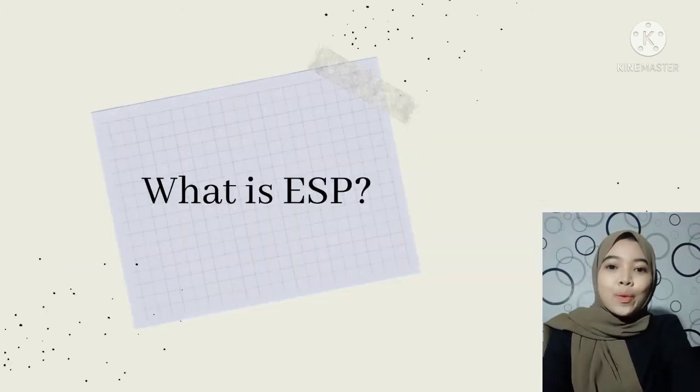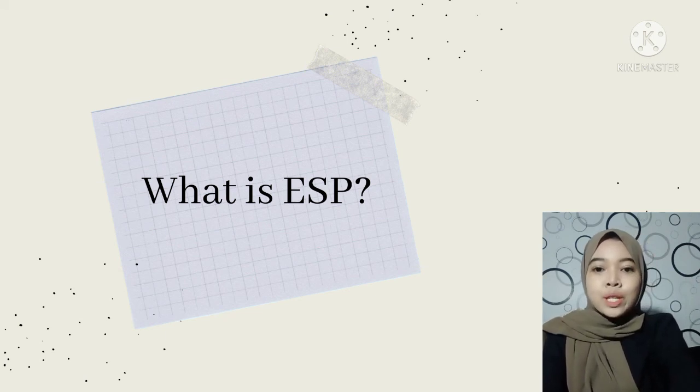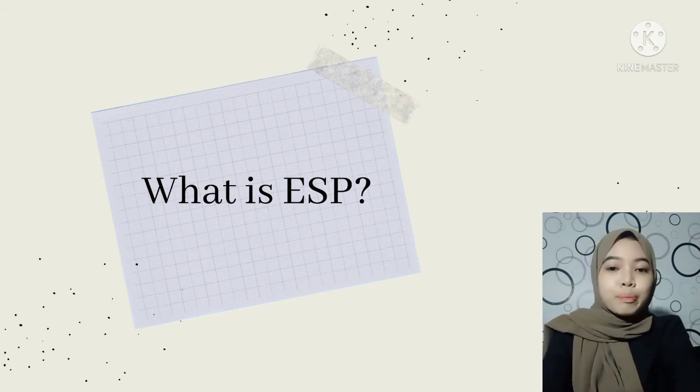Number 1. What is ESP? ESP, or English for Specific Purpose, is an approach in teaching language, especially teaching English based on the learner's needs. The material and methods used in ESP are based on the purpose of the learner. So it focuses on the learner's needs.